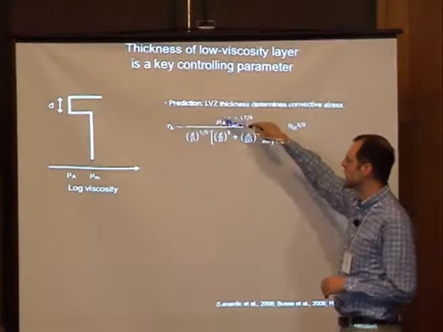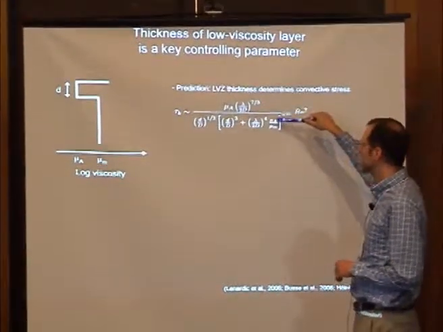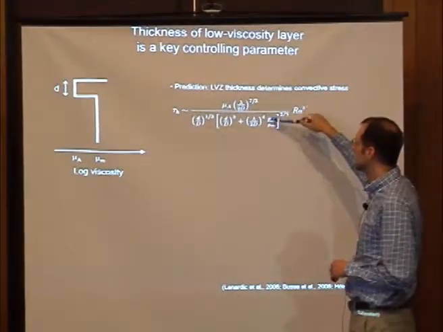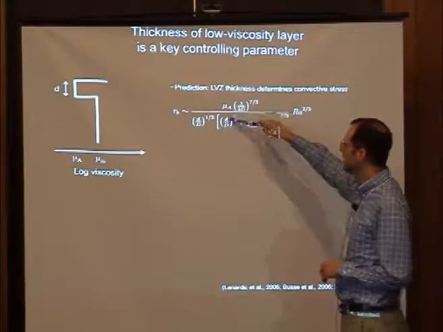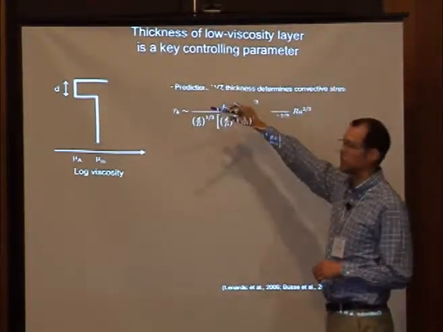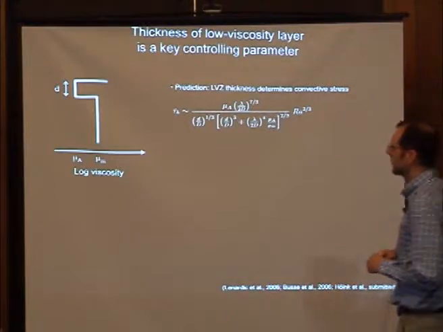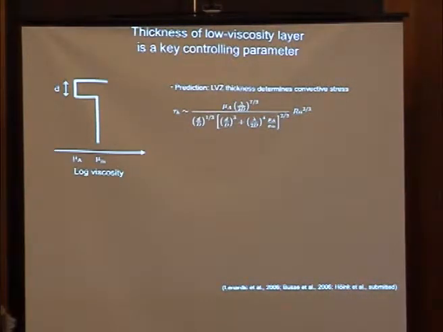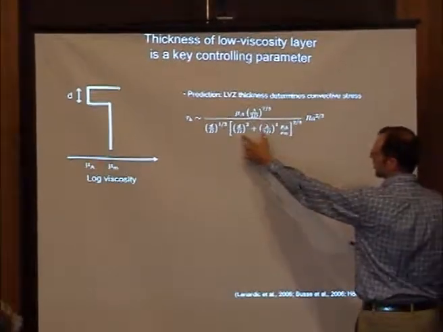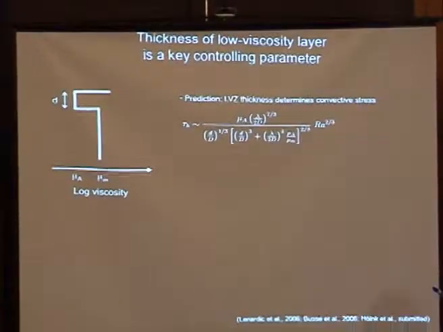You have the asthenosphere viscosity in here, the ratio of the asthenosphere viscosity with the lower mantle viscosity. This would be the aspect ratio. And here you have the lowercase d, which is the thickness of the asthenosphere, non-dimensionalized by the fluid layer depth. And you can see there's a sum in here, so this plus this. So you can think that there might be two end-member limits in here.